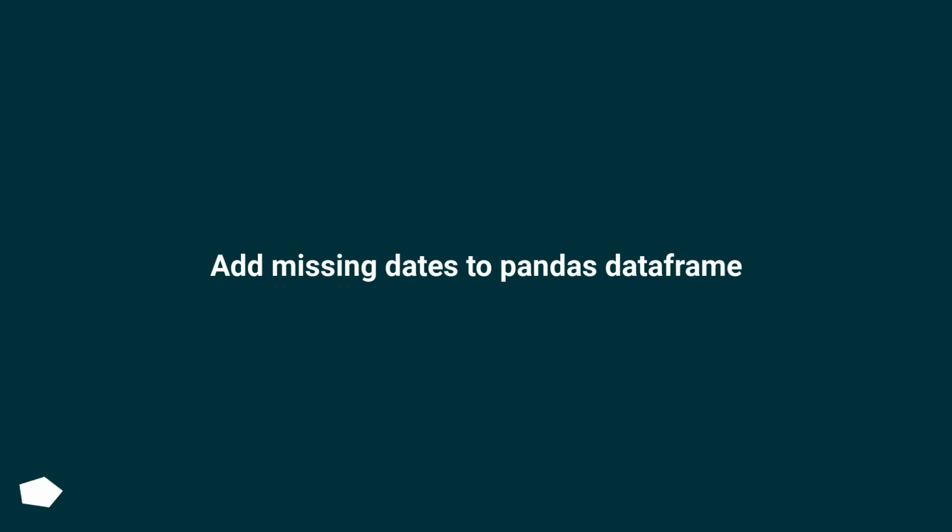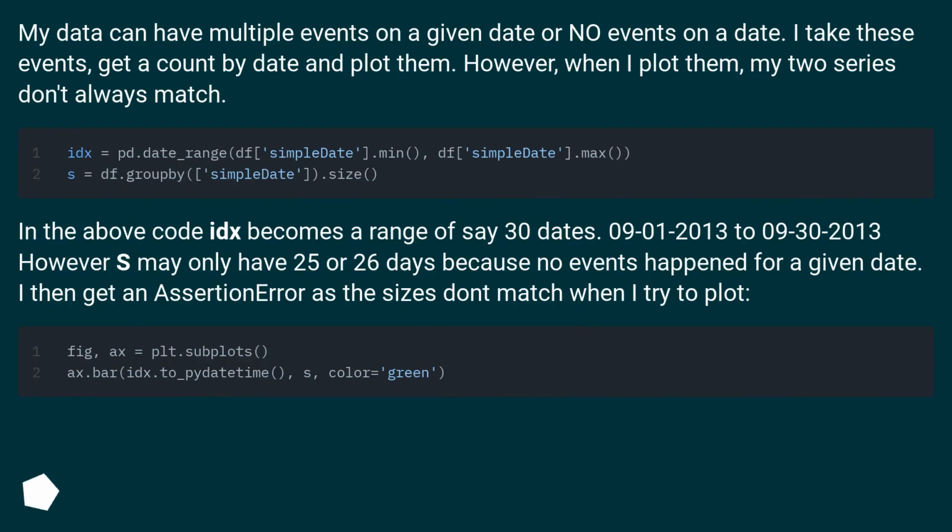Add missing dates to pandas data frame. My data can have multiple events on a given date or no events on a date. I take these events, get a count by date and plot them. However, when I plot them, my two series don't always match.